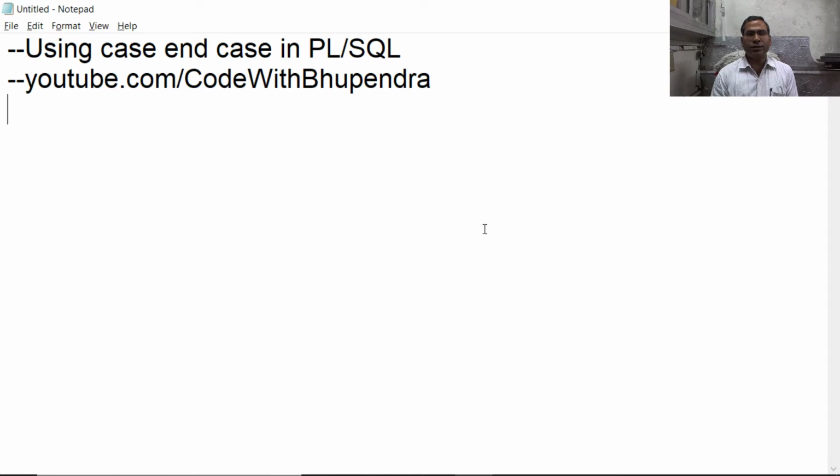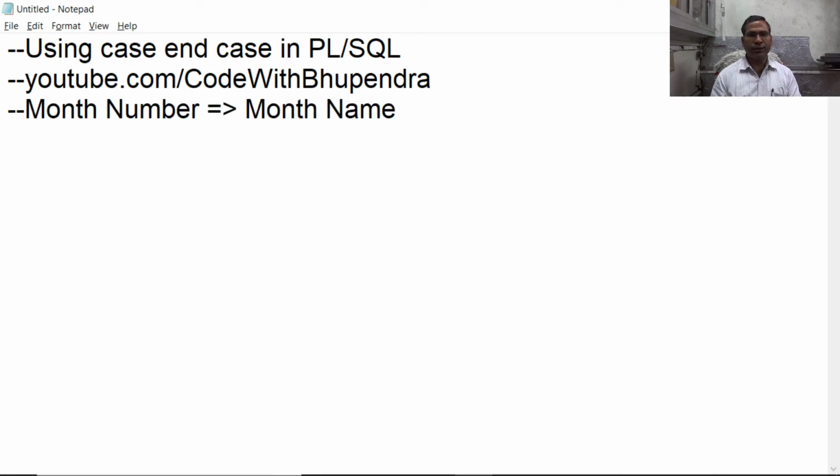Today we discuss how to use CASE and END CASE in PL/SQL. In this example program, I will take a month number from the user and display the month name. So let's start. First, in the declare section, I am declaring a variable m of type number to take the month number from the user.